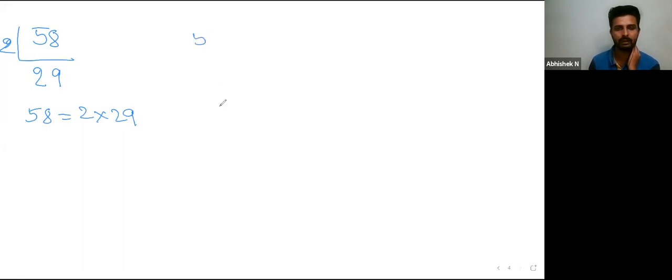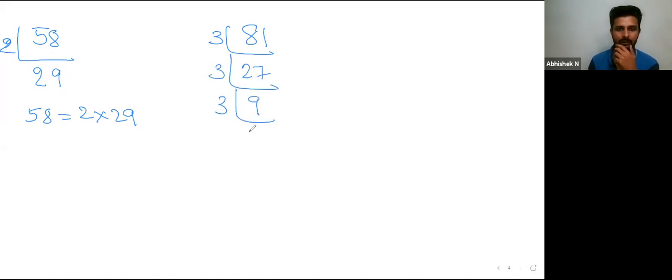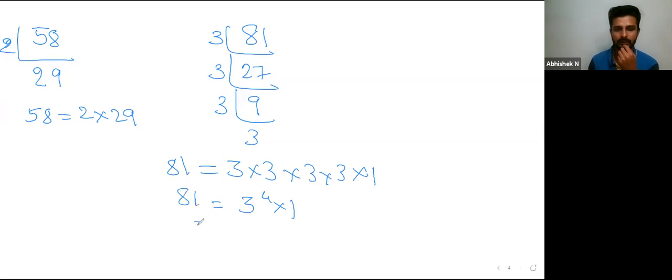Also, if I take some other number like 81, first, it cannot be divided by 2. I take 3. So 3 27s, and again 3 9s, again 3. So this is 3 into 3 into 3 into 3 multiplied by 1. So 3 to the power 4 into 1. This is how we factorize a number, right?